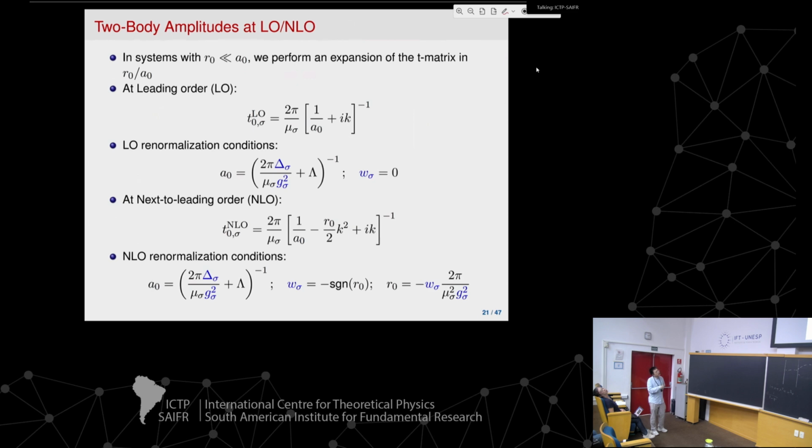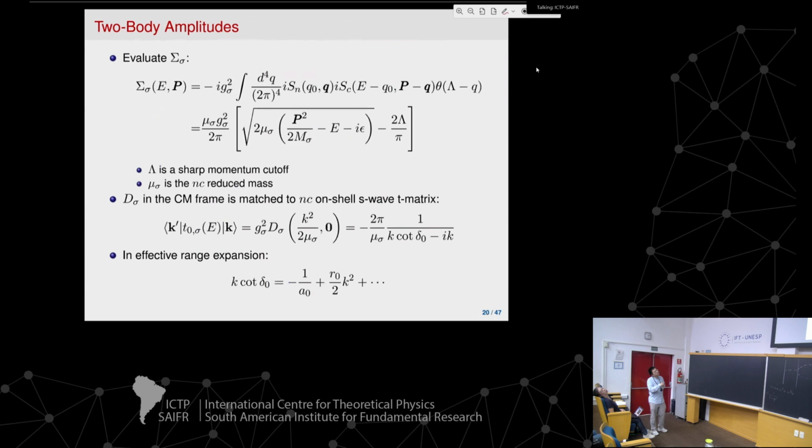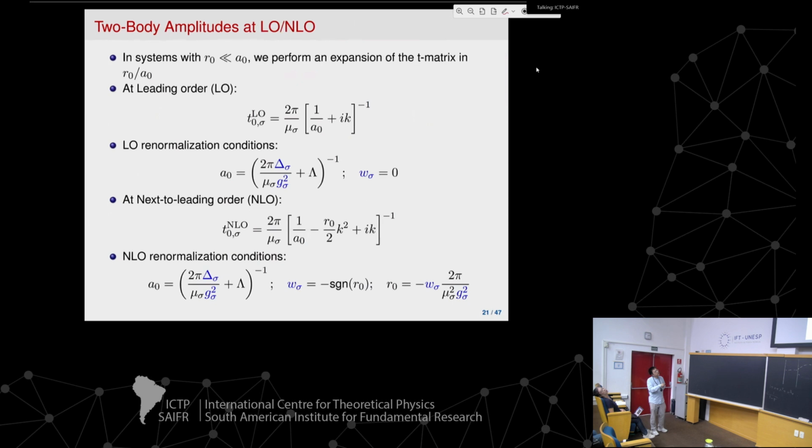Then you relate this T matrix back to the dimer propagator. So then you can determine the interaction coefficients for your Lagrangian. So at leading order, you have this W sigma equals zero, and also the combination of the residual mass and the coupling coefficients will be related to the A0 term. So it will cancel the cutoff dependence in the dimer field.